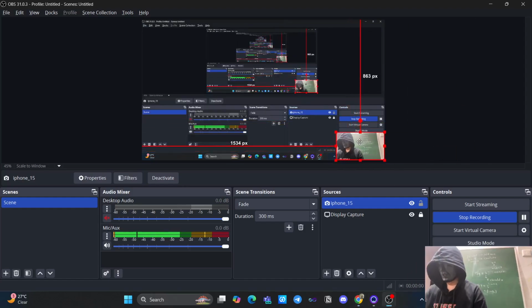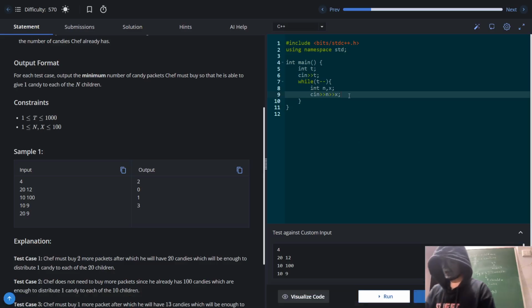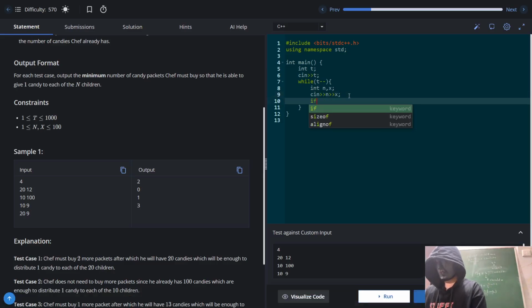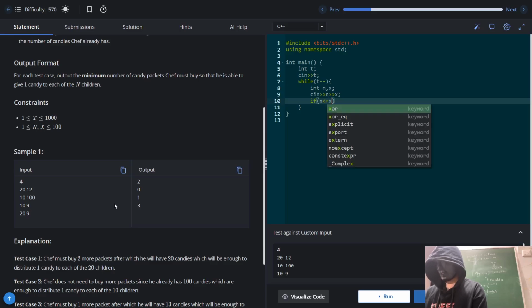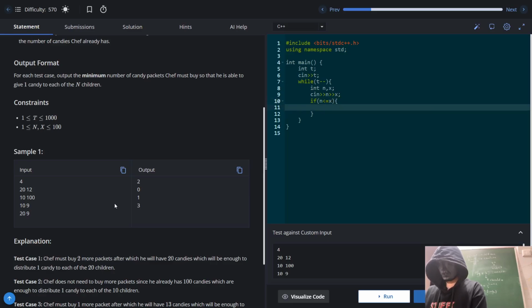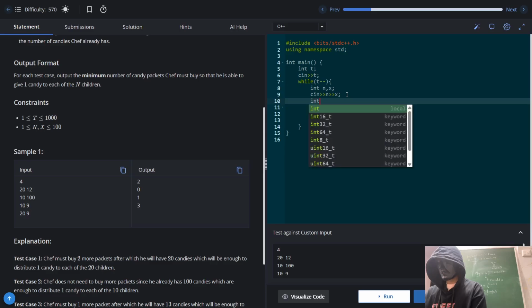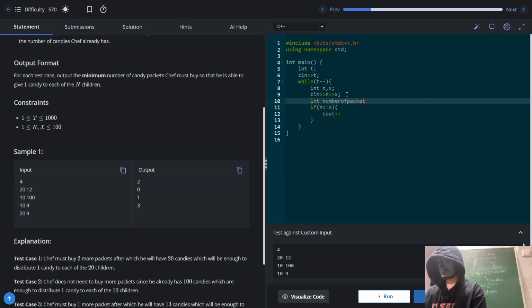So let's try to understand the code. We have got n and x. One condition we saw is, for the second one, if n is less than or equal to x, which means the number of chocolates present with the chef is already greater than or equal to the number of children. In that case, he doesn't need to purchase any chocolate packets. So in this case, we need to straightaway output 0. We'll take one variable, int number of packets equal to 0, and we'll print this number of packets.